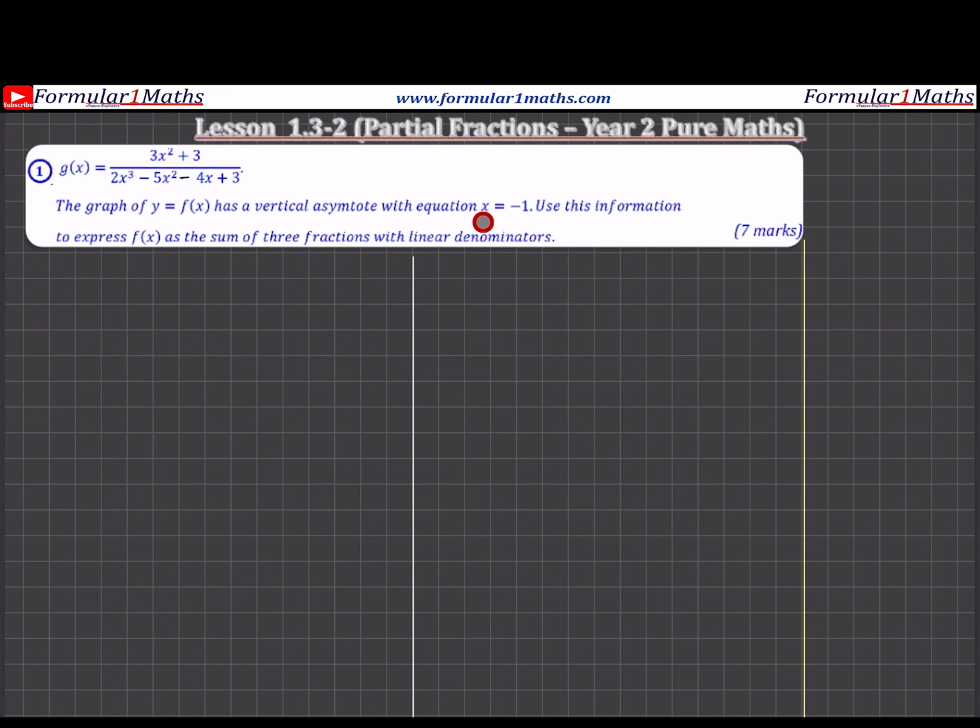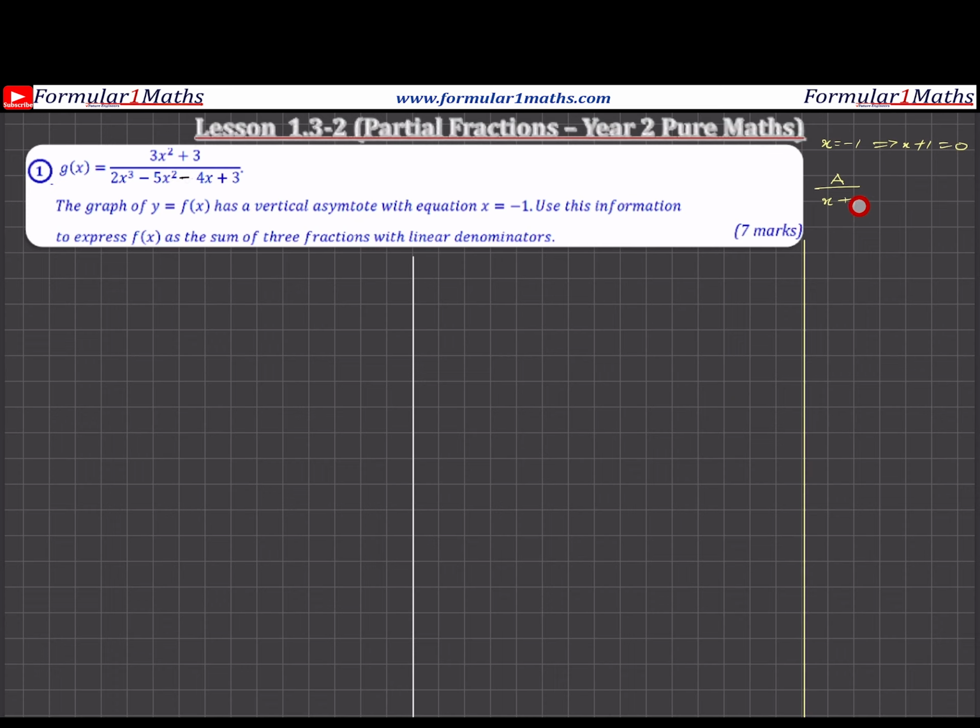Now, x equals minus 1. So x equals minus 1 implies that x plus 1 is equal to 0. And because it is an equation of a vertical asymptote, it implies that some constant a over x plus 1 is one of the component partial fractions of g of x. Because when x plus 1 is equal to 0, as we've seen over here, then the whole of this fraction is undefined. And this gives rise to the asymptote.